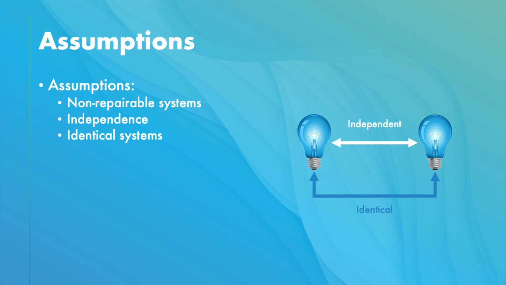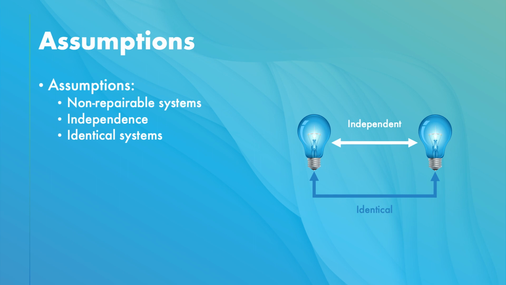The second assumption is that the systems are independent. So how a system behaves is completely independent from the behavior of other systems. So if one failure happens, there is no connection to the failures of other systems.